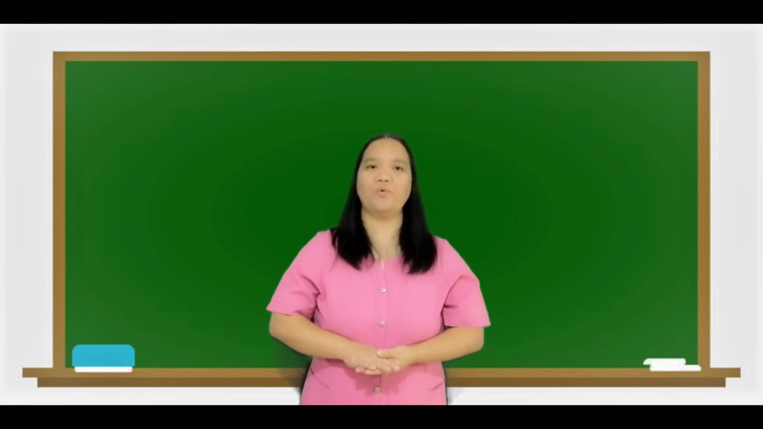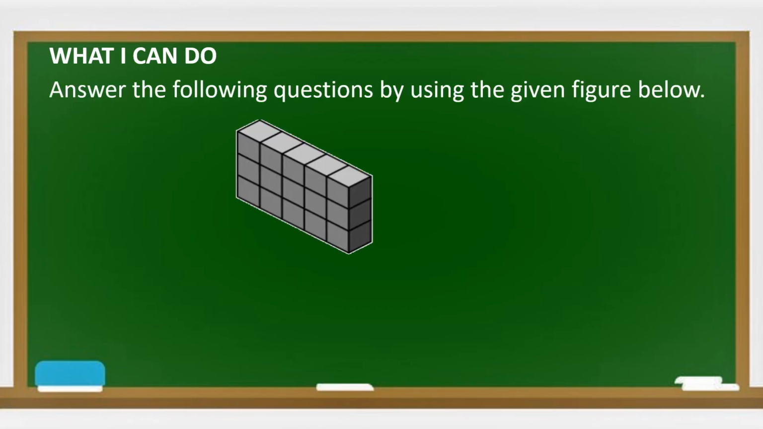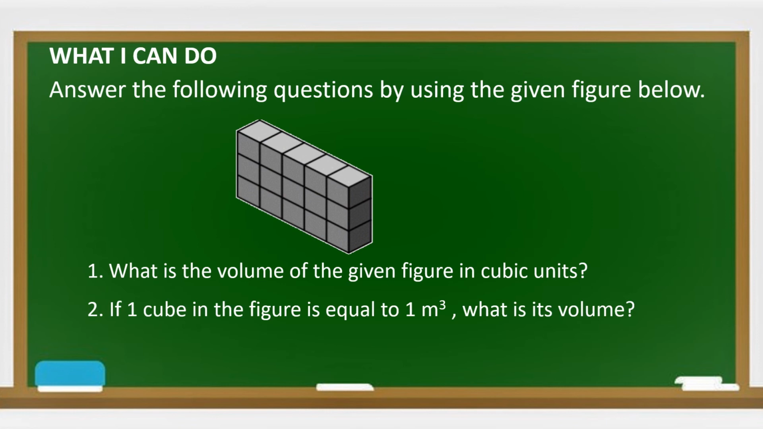Let's proceed to what I can do on page 11. Answer the following questions by using the given figure below. Number 1. What is the volume of the given figure in cubic units? 2. If 1 cube in the figure is equal to 1 cubic meter, what is its volume? 3. Convert your answer in number 2 in cubic centimeters.